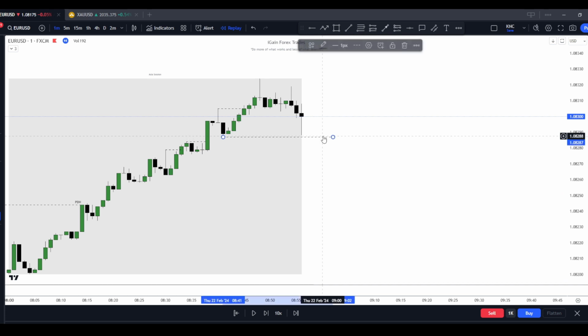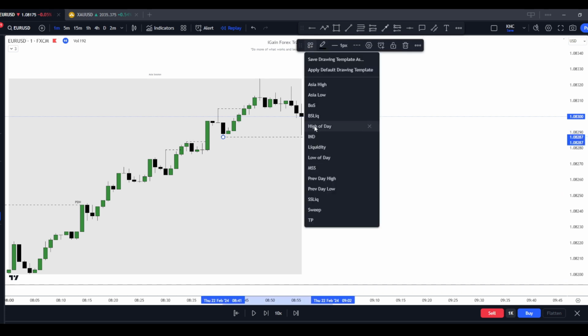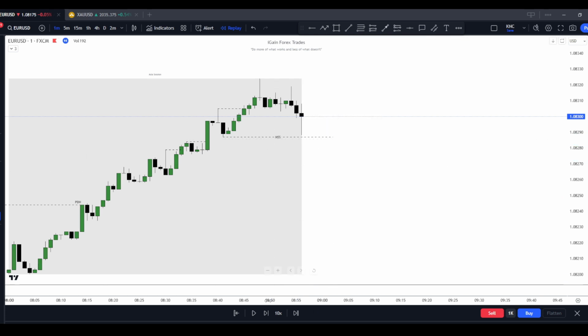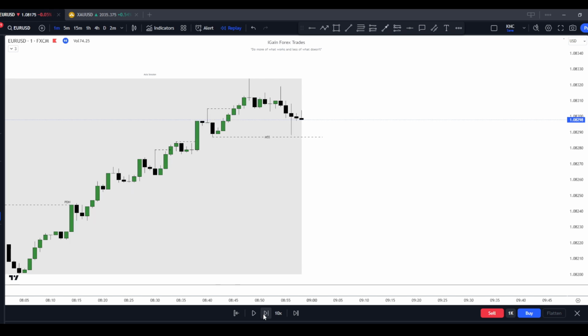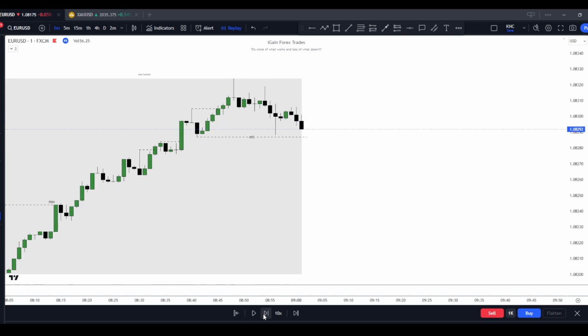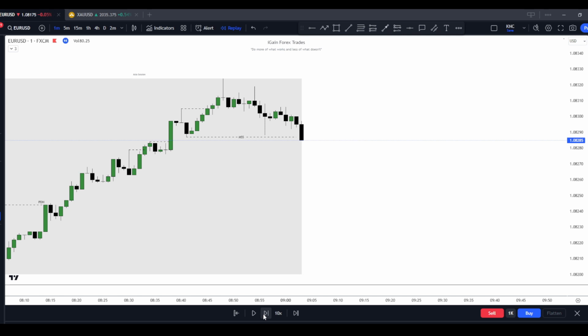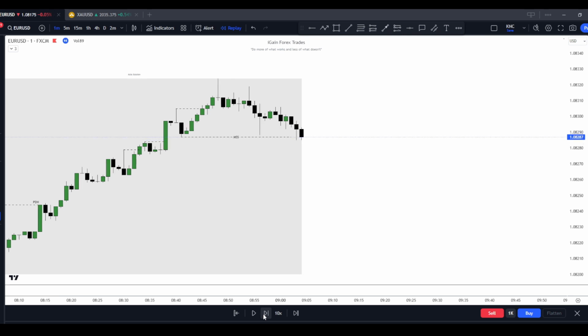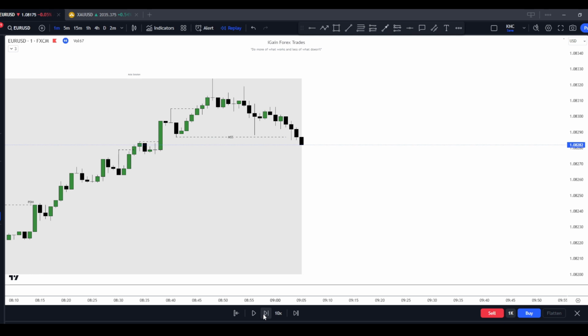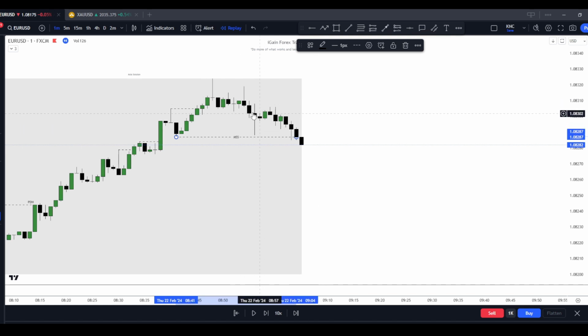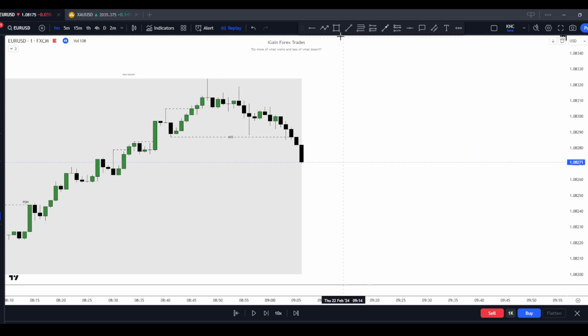Still no. This is our current low. Let's mark this. Okay, still no market structure shift. Okay, so still no market structure shift. Okay, there we go, guys. We have here this market structure shift. But as you can see, we don't have any FVG formed yet. Let's see. Here you go, guys.